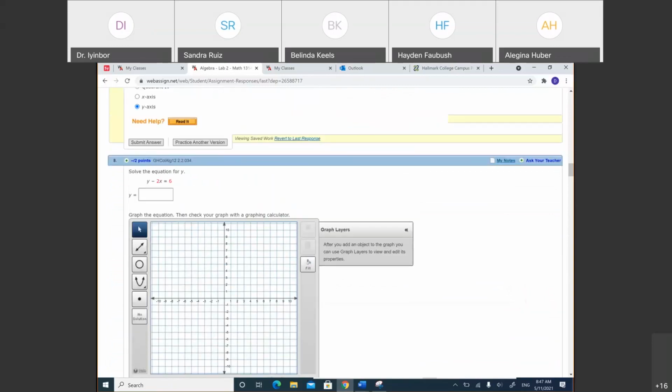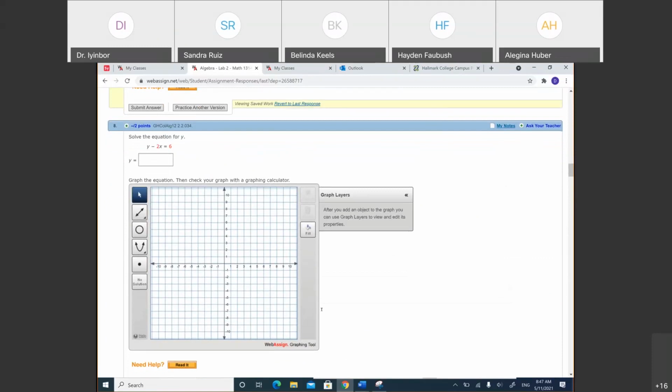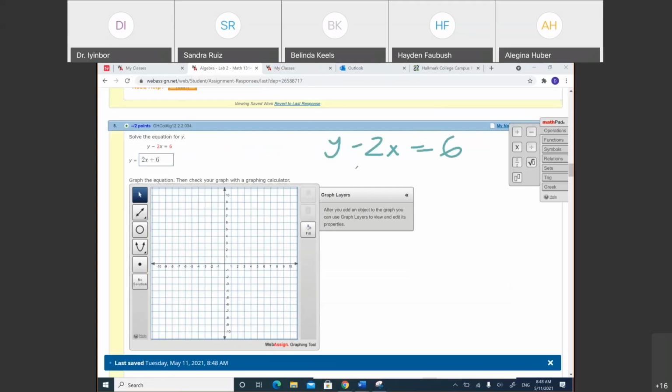Let's do this one. So we're going to graph this equation, but before I graph, I need to get Y by itself, right? So for number 8, what do you do to get Y by itself? You're going to add 2x to both sides, right? So first you're going to get Y equals 2x plus 6. Everybody understand why it's like that? Because I have Y minus 2x equals 6. I'm going to add 2x first.